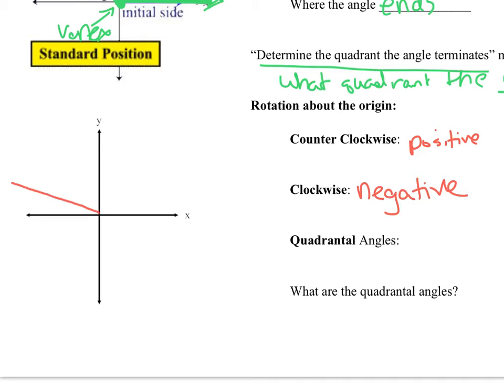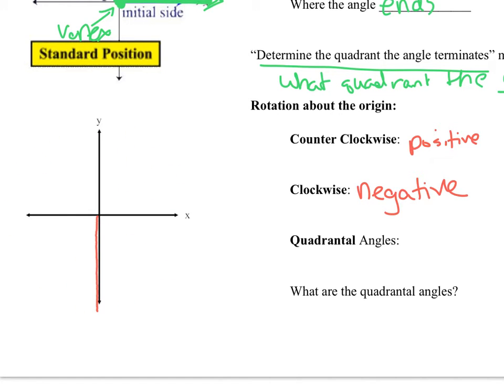Now, if I take this guy and I start here, this is the initial side, the x-axis, and then I go around the axis this way from the initial side down, that's negative, that's clockwise. Okay, see how that works? So that is a negative rotation. All right, now you can stop.